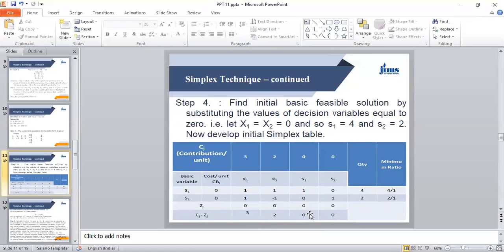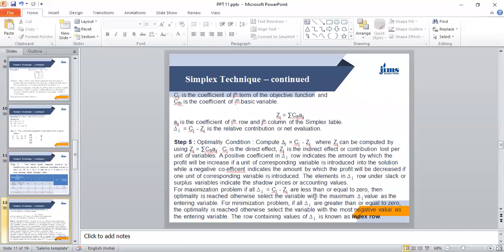In this case, you see that we have all positive quantities, 3, 2 and 0, 0. So until we are able to convert all these quantities into negative or 0 values, we have not attained the stage of optimality. So our intent here is to convert these values into negative or 0 values. Okay, so we go to the next stage.